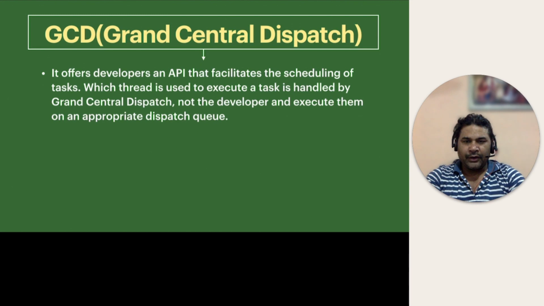It offers developers an API that facilitates the scheduling of tasks. Which thread is used to execute a task is handled by GCD, not the developer, so it executes them on the appropriate dispatch queue. Actually, GCD provides the facility for scheduling of tasks, so here the developer is not scheduling anything. Which thread is used to execute is handled by GCD, not the developer, and it executes them in the appropriate dispatch queue.